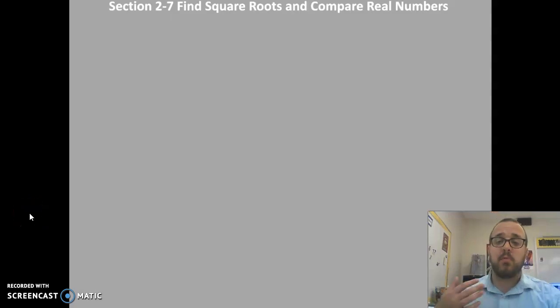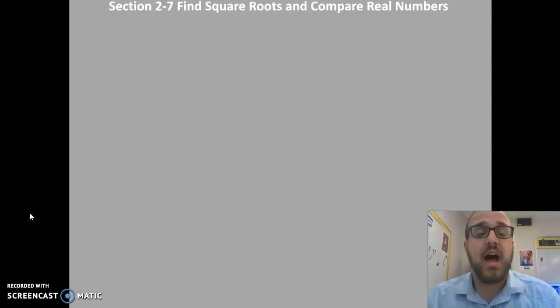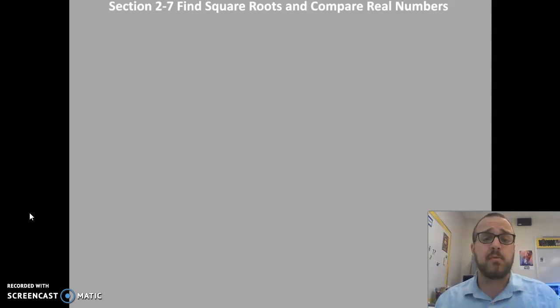Hello, ladies and gentlemen. Today we're going to be talking about square roots. Basically, over the next couple days, we're going to be really getting into all these different things with square roots, like simplifying square roots, using them to estimate square roots, a whole bunch of different things.